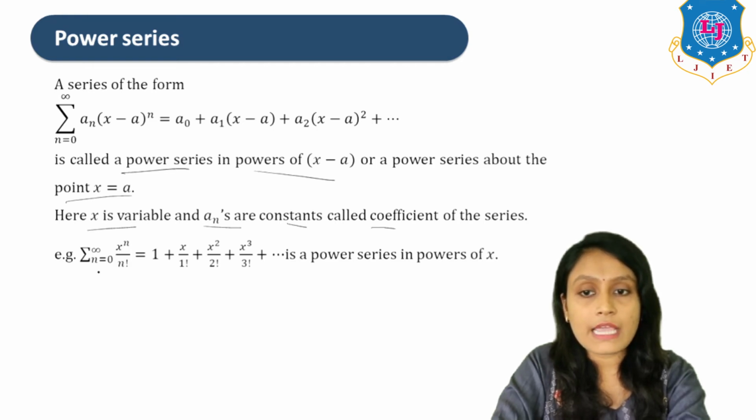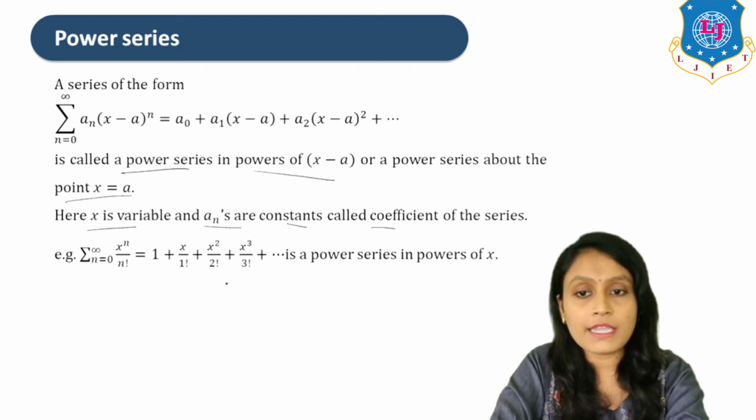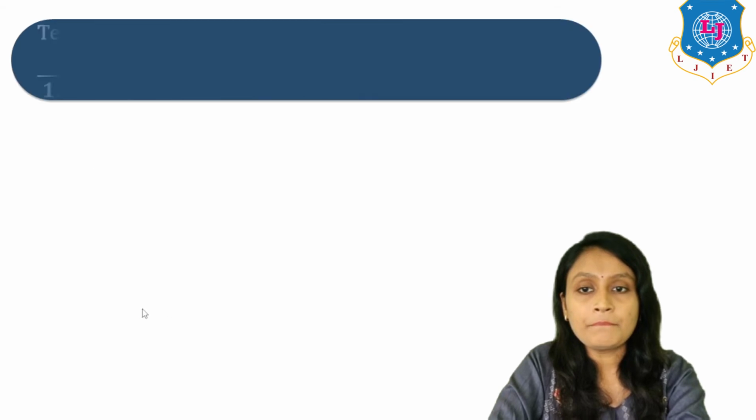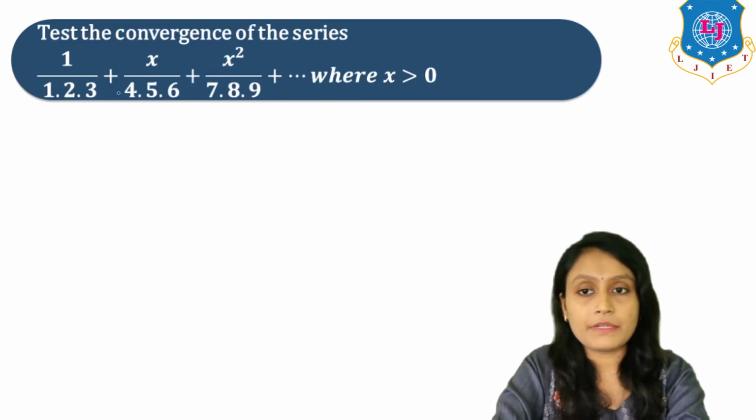Let's see one example. Suppose we have the series summation n from 0 to infinity x raised to n upon n factorial, which we can write as 1 plus x upon 1 factorial plus x square upon 2 factorial plus x cube upon 3 factorial and so on. So this is a power series in powers of x. Now let's begin with the example.